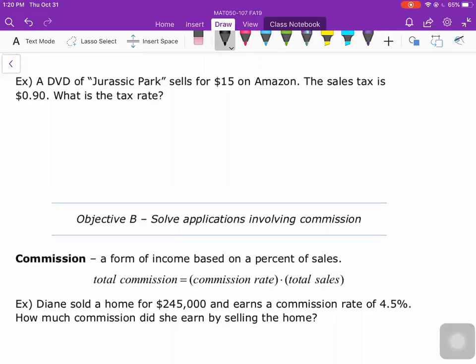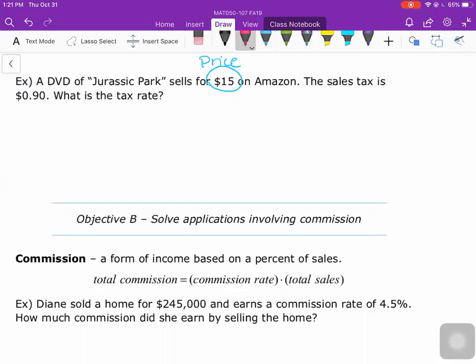A DVD of Jurassic Park sells for $15 on Amazon. The sales tax is 90 cents. What is the tax rate? Katrina, what are you saying? I was just talking out the equation. So we know the price of the DVD is $15. We know the sales tax is 90 cents.